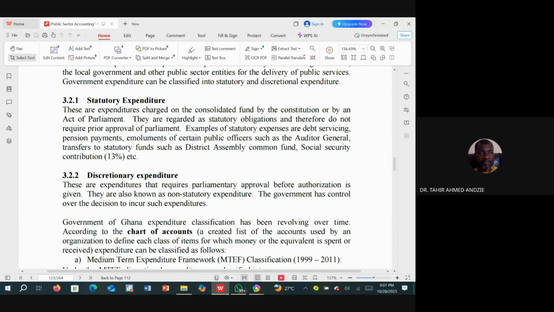Right. So that is the statutory expenditure. Examples of statutory expenditure: debt servicing, pension payment, emoluments of certain public officers such as the Auditor General, and transfers to statutory funds such as the District Assembly Common Fund, 5% of the total tax quarterly. Social Security contributions. All these are amounts charged to the consolidated fund that are statutory, right?